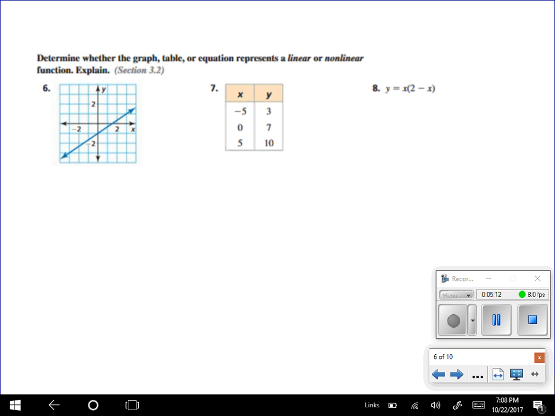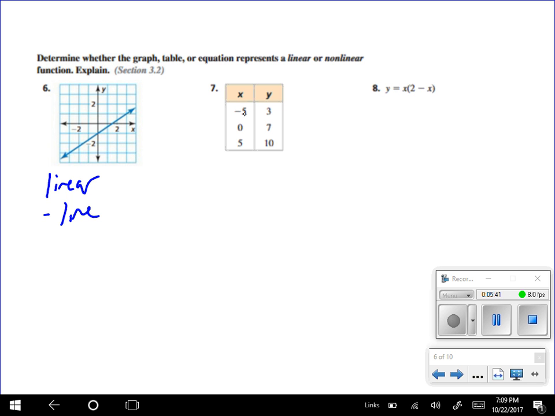Okay, the next part is determining whether the graph, table, or equation represents a linear or nonlinear function and explain. So we have to know what those look like on a graph, in an equation, and in a table. So with our graph, pretty simple, we're just looking for a line. Since this is a line, this would be a linear function because we see a line in the picture. Linear, that's what we're looking for, is a straight line.